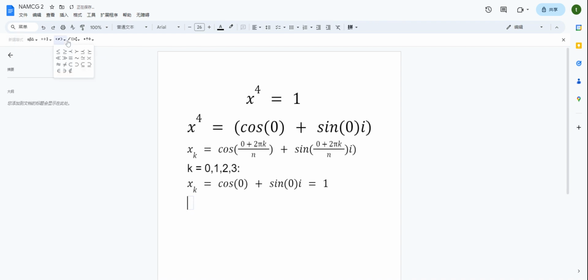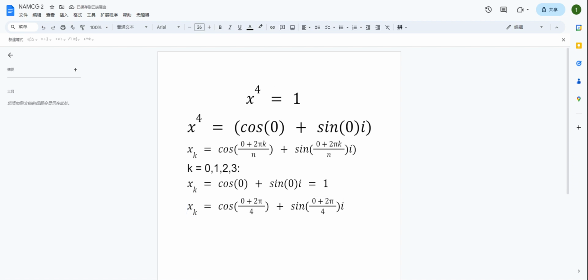The second solution, xk is equal to cosine of (0 plus 2 pi) divided by 4, plus i sine of (0 plus 2 pi) divided by 4, which this thing should be equal to 0 plus i, which is equal to i.